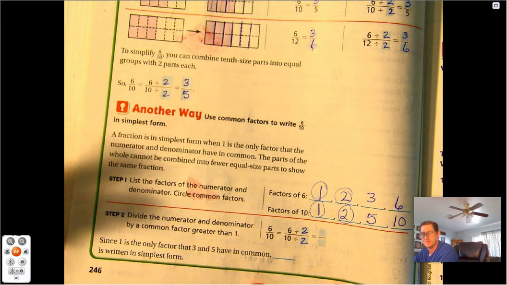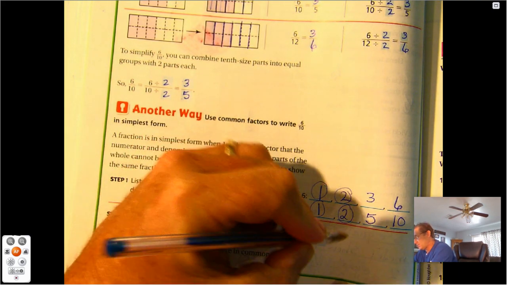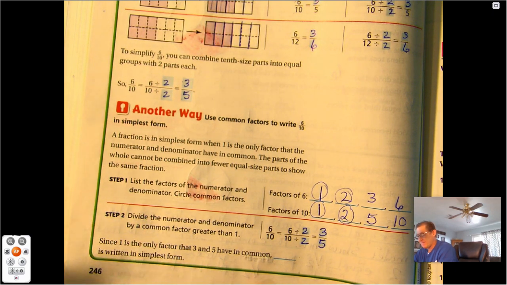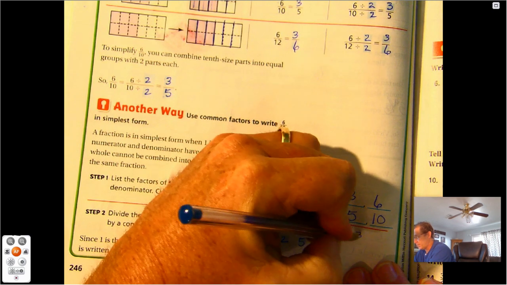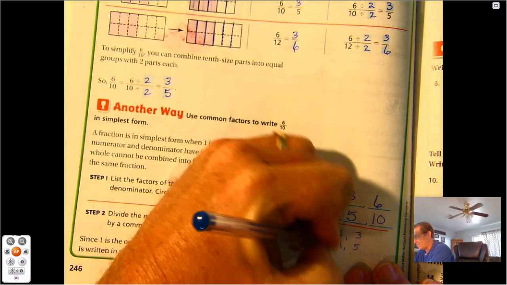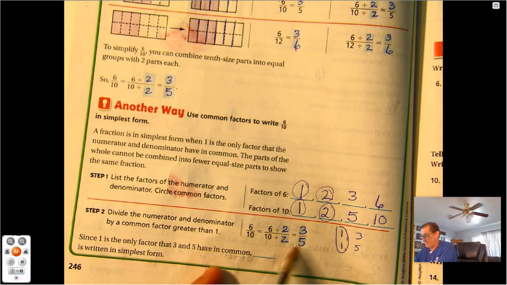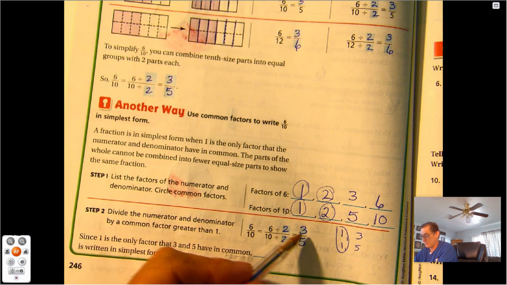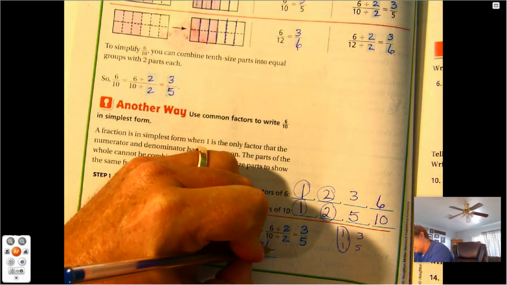6 divided by 2, 3. 10 divided by 2, 5. Since 1 is the only factor that 3 and 5 have in common, right? The factors of 3 are 1 and 3, and the factors of 5 are 1 and 5. So the only factor in common to 3 and 5 is 1. So if I divided it by 1, I would still get 3/5. So 3/5 is written in simplest form.